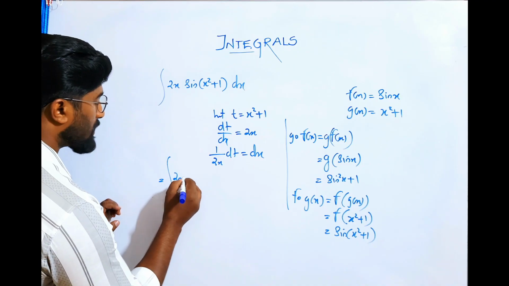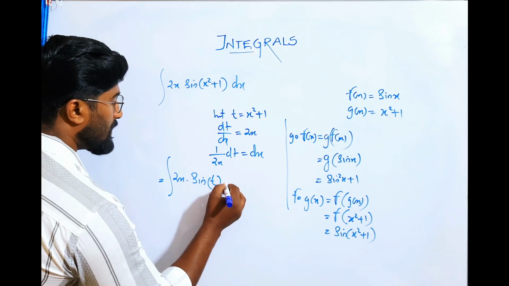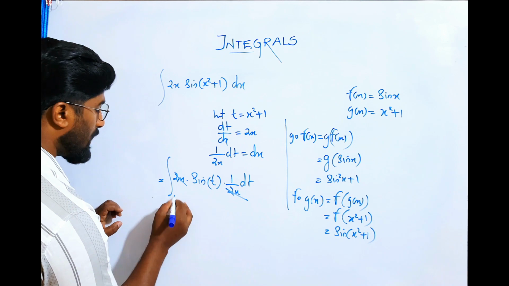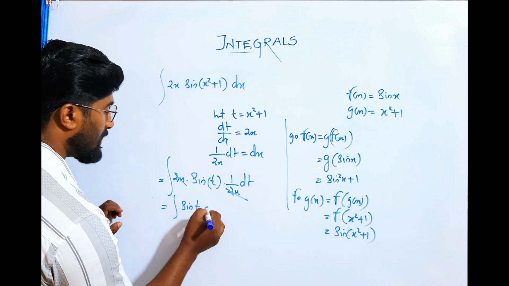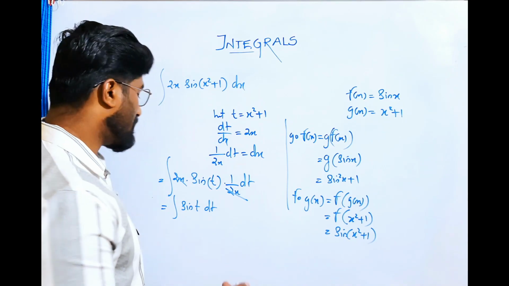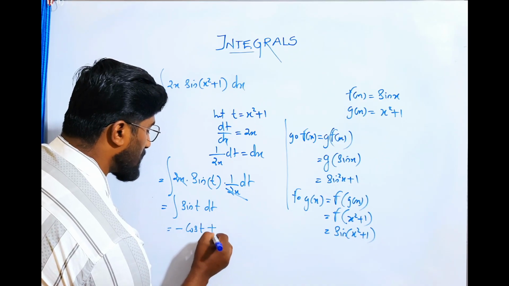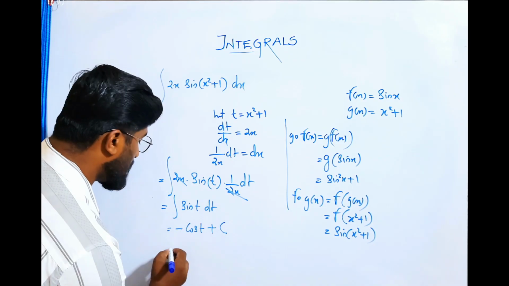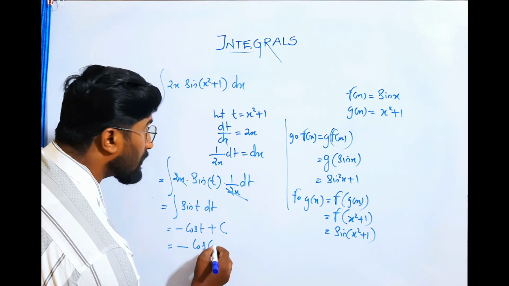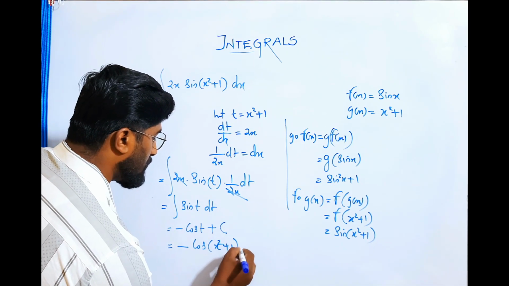Now easily you can solve that. Integral of 2x into sine of x square plus 1, which we have taken as t. dx is 1 divided by 2x dt. You can cancel these two. Integral of sine t dt. The integral of sine t, you know, is a standard result. What are we going to get? Minus cos t plus c. Lastly, we have to do resubstitution. Minus cos t, where we have taken t as x square plus 1, so minus cos of x square plus 1, plus c.